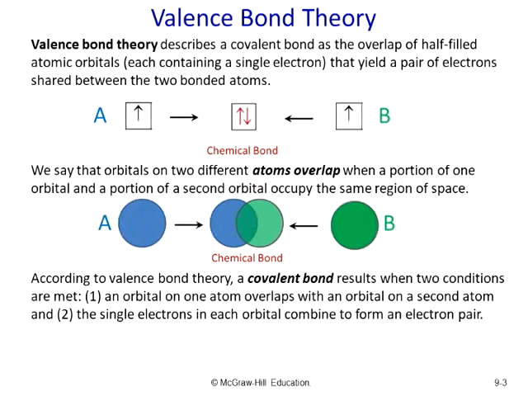One, an orbital on one atom overlaps with an orbital on a second atom. The second condition is that the single electrons in each orbital combine to form an electron pair. And an electron pair requires opposite spins. Recall when we talk about the Pauli exclusion principle, meaning that when electrons enter the same orbital, one must be spin up and one must be spin down, one's plus and one's minus. And the magnitude is plus 1/2, minus 1/2, to create stability.